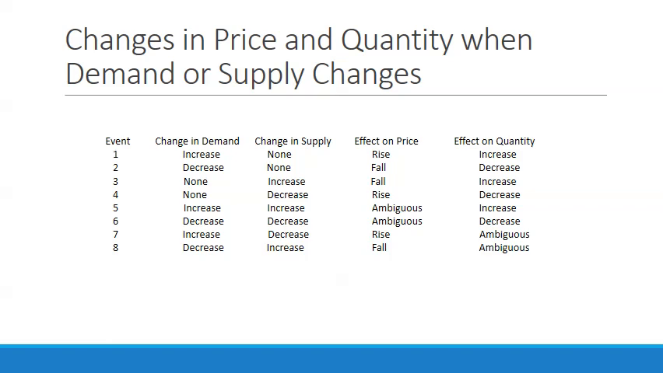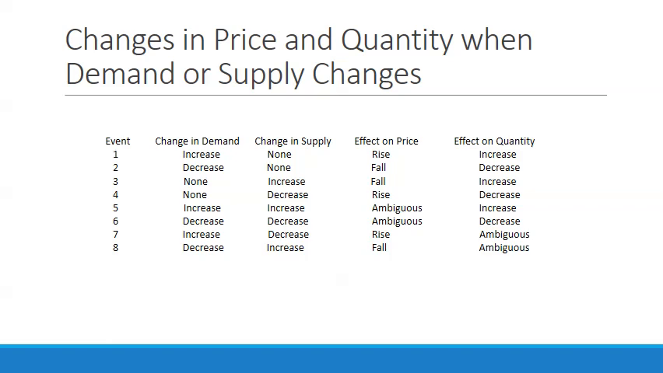So we have 8 events based on a change in demand, a change in supply, and then also a change in both. The key point here is to notice when you have a change in just one of them, these first 4 events, notice that it's really easy to see what the effect on price and quantity is. It's very simple: rise, fall, fall, rise. And then the quantity will occur: increase, decrease, increase, decrease. But it gets more difficult when we start to see a change in both.